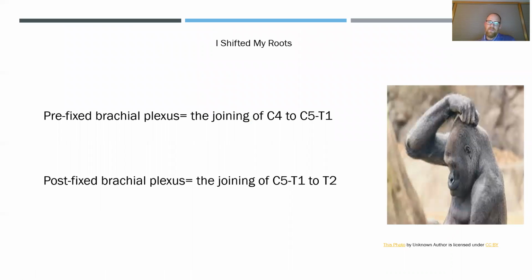There are times, like I told you guys we were going to go over, where we have anatomical variants. This is more just for you to know. We have a prefixed brachial plexus sometimes, where C4 actually joins the plexus, so the plexus becomes C4 to T1 instead of C5 to T1. A postfixed brachial plexus is where T2 joins the plexus at the bottom, and the plexus is then made up of C5 to T2. Those are the most common anatomical variants.